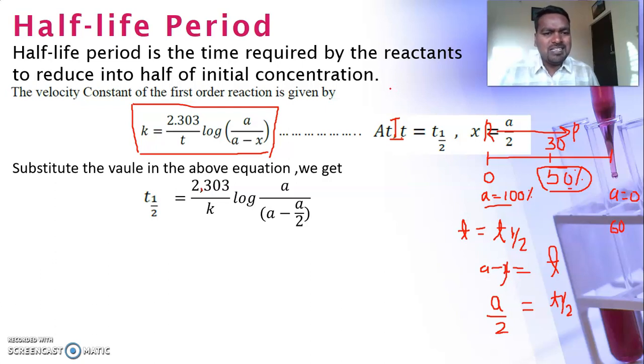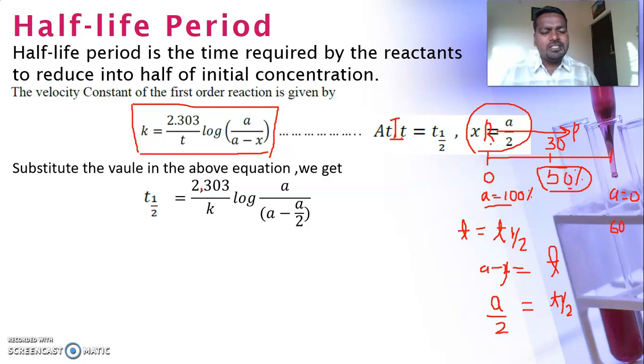The definition says that at half-life time, the concentration of reactant becomes half. That is, half of the amount has reacted. That's why X is equal to half into the original concentration, meaning the concentration in the beginning, the term used to indicate that is A. That's why X is equal to A divided by 2.